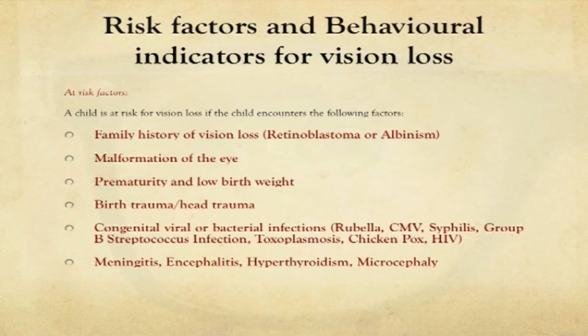At-risk factors. A child is at risk for vision loss if the child encounters factors such as family history of vision loss, such as retinoblastoma or albinism, malformation of the eye, prematurity and low birth weight, birth trauma, head trauma, congenital viral or bacterial infections such as rubella, CMV, syphilis, group B streptococcus infection, toxoplasmosis, chickenpox, HIV, meningitis, encephalitis, hyperthyroidism, microcephaly.